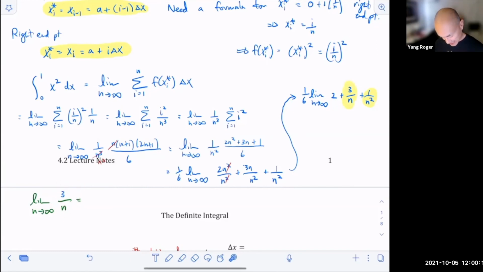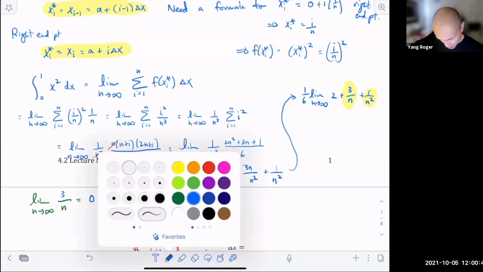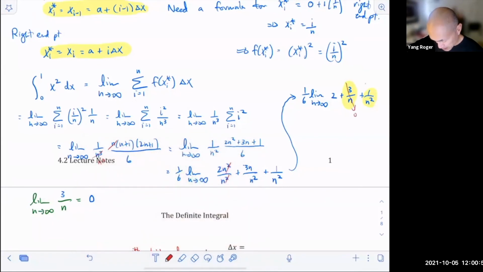Can we all see that this limit is going to be equal to 0? Because the top is a fixed number, but the bottom is getting bigger and bigger and bigger. When the bottom explodes and the top is a fixed number, that whole thing is going to go to 0. It doesn't matter how big the top number is because the bottom is going to infinity. So any number over infinity gives you 0. So this piece goes to 0. This piece also goes to 0 because the bottom is getting huge.